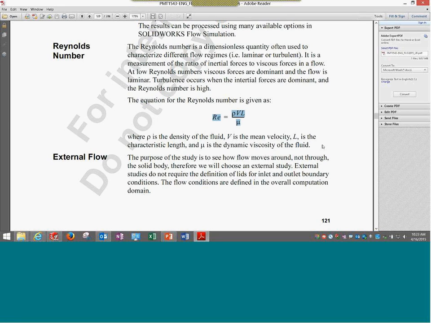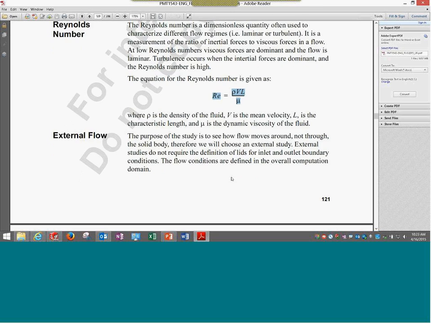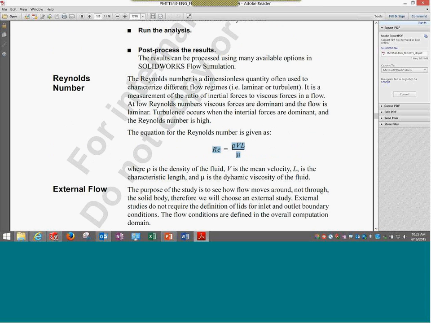Now L is the characteristic length, and I would say it is a difficult topic to discuss in the sense that it depends more on our judgment, or there is no specification for that. We have to decide what would be the appropriate length.